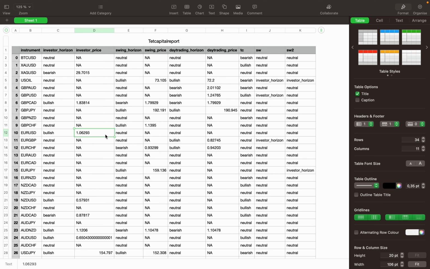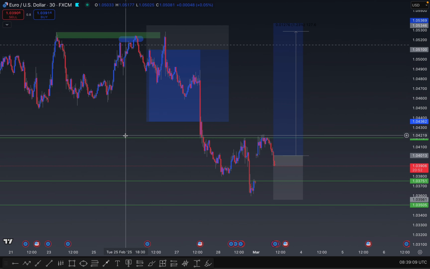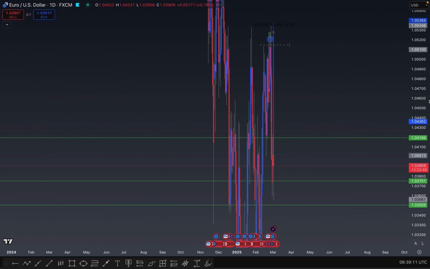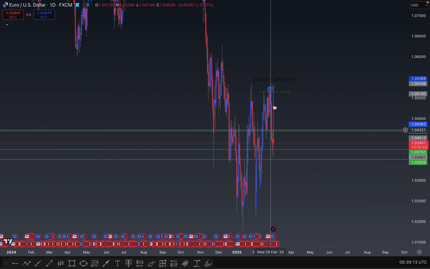The number one thing that interests me the most is that the swing horizon, if you remember the TET Capital report that I showed you last, the swing horizon was bearish for EURUSD, and right now it just turned neutral. So the bearishness on EURUSD just ended from a swing horizon. That retracement through to the downside that we can, for example, find on the daily right here, just ended through to the downside, therefore ending the bearishness through to the downside.